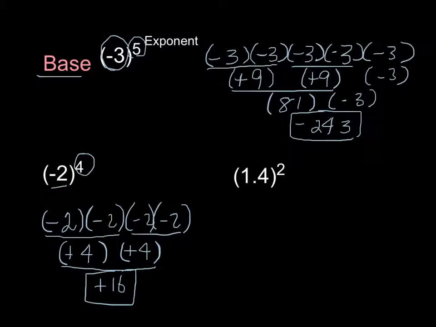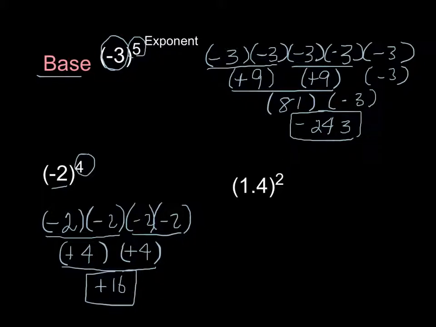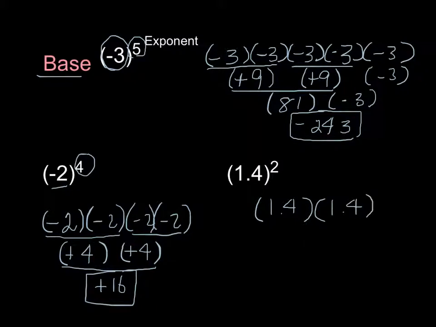Now, pause the video and solve this one: 1.4 raised to the power of 2, or 1.4 squared. And when you're finished, restart the video and look at the solution. Okay, so let's see what you did. 1.4 is our base, and so we're going to repeat that base. And the exponent tells us that we should repeat it twice. So it's 1.4 times 1.4. Or 1 4/10 times 1 4/10.